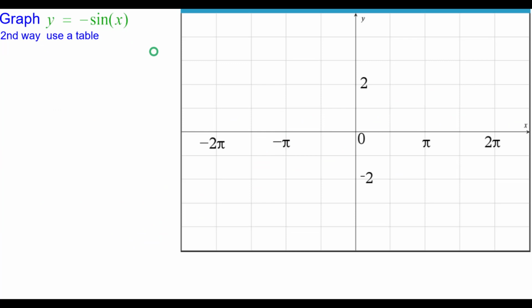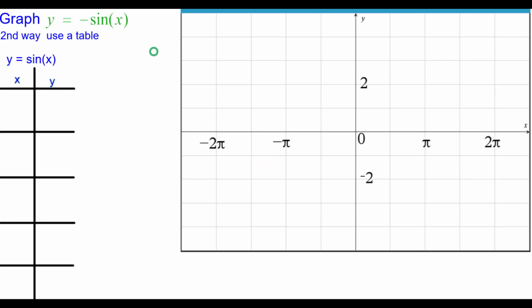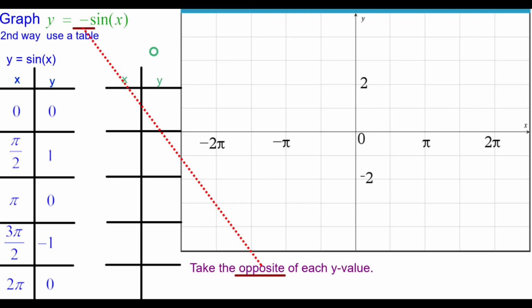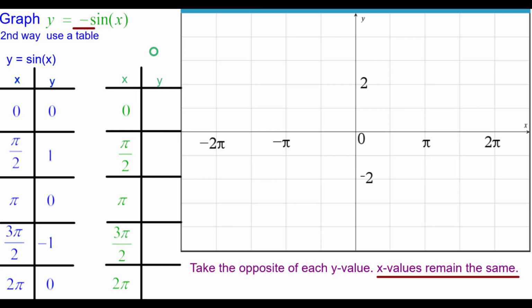The second way to show this is using a table. So let's go ahead and graph the sine function in blue here, and complete the table. And these are our axes values. We need to create a second table for the opposite of the sine of x. We're going to need to take the opposite of each y value while the x coordinates are going to stay the same. So let's just go ahead and put those in there.